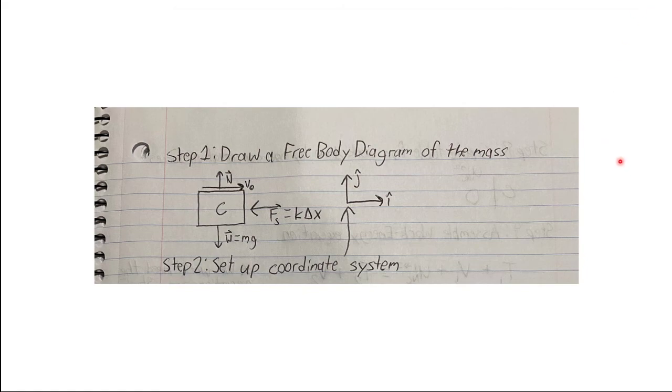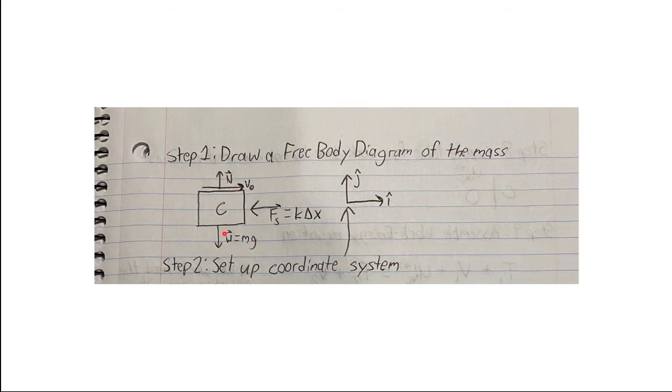So what we're going to do is follow the step-by-step process here to figure out this problem. First step, obviously, is to draw a free body diagram of the masses in the problem. We only have one mass, which is mass C. So when you draw your forces on mass C, we have the weight force, which is that mg.